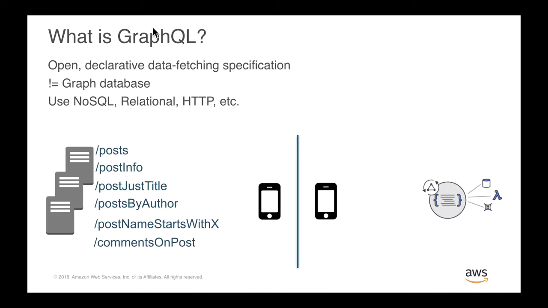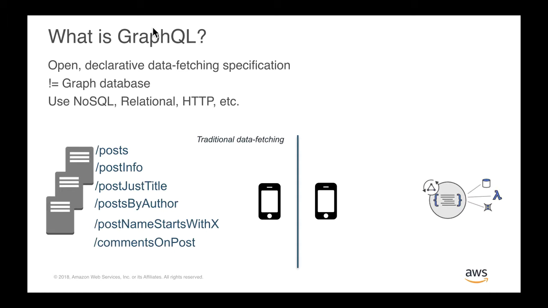So what's GraphQL? I'm going to fly through a little bit of this because maybe some of you are familiar with this. GraphQL is an open data fetching spec. It's not actually an implementation, even though several of them exist. The JavaScript one is the most popular one, but there's GraphQL Java, there's Ruby implementations and so forth. It's not a graph database, right? You can use this with any backend, whether it's NoSQL, relational, HTTP, and so on.